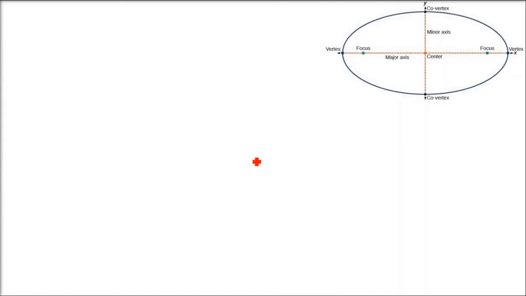Now two things we need to understand more. Ordinate, double ordinate, and latus rectum. So if you make a line which is parallel to the y-axis, it will cut the ellipse in 2 points. So x will remain same, y will change. So what is y? These two y's are double ordinate.